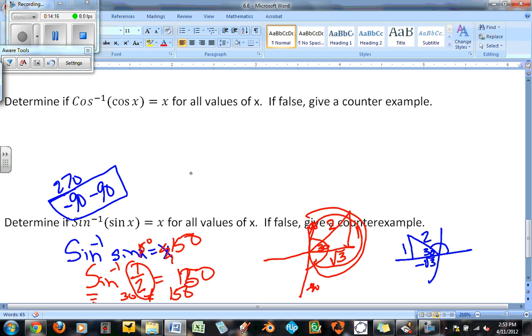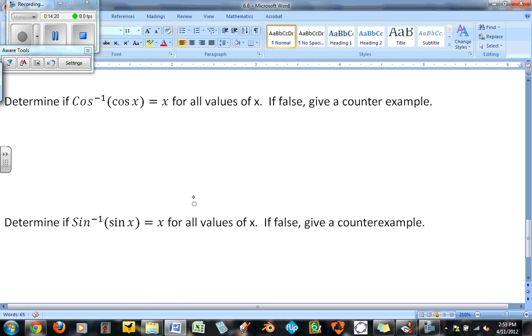You'll have problems like that. Sometimes they'll all be true. Sometimes you'll find a false one right away. Make sure you just pick values for x and try to find a counterexample.